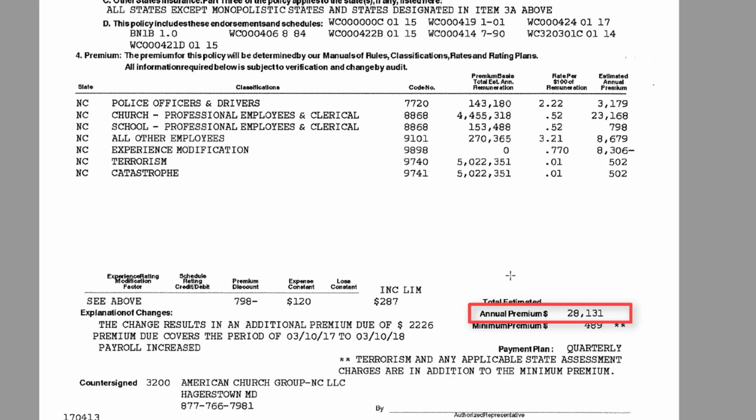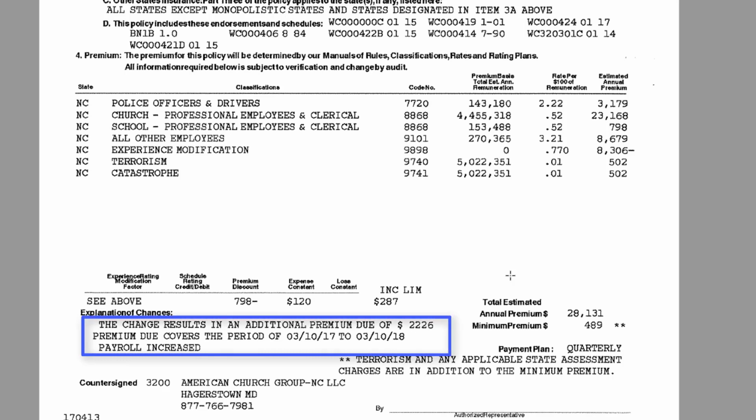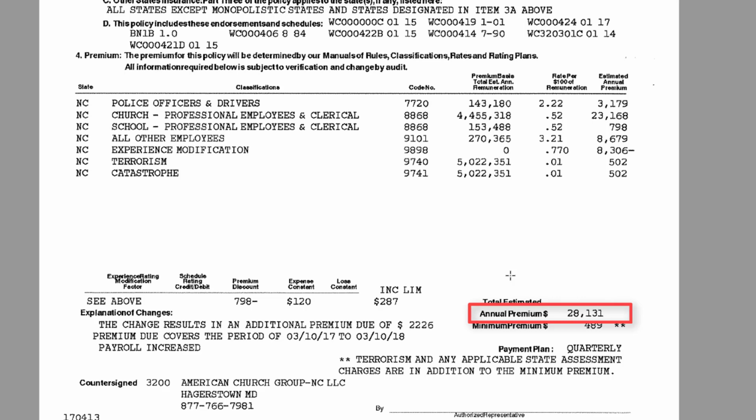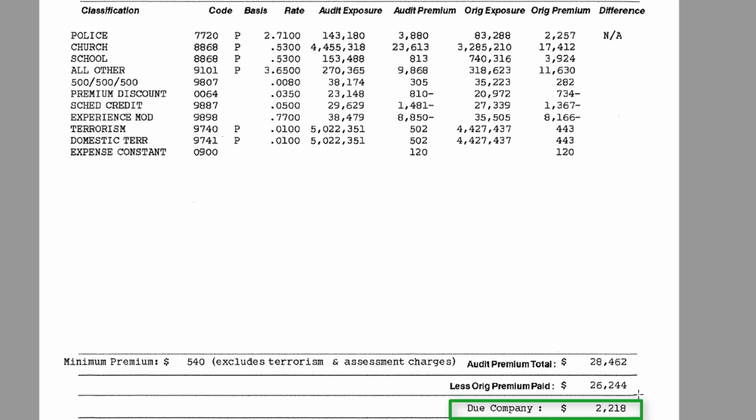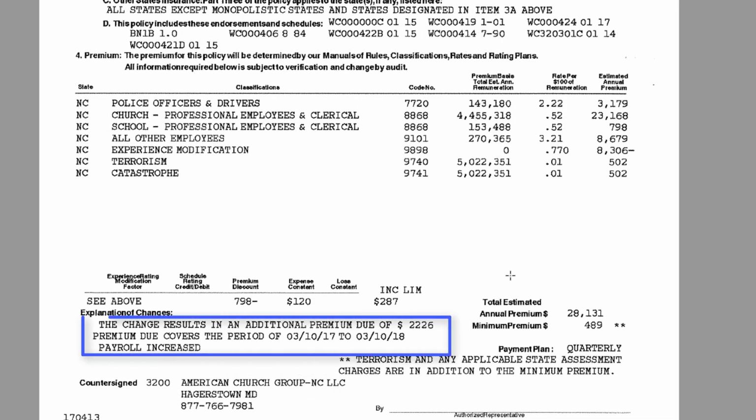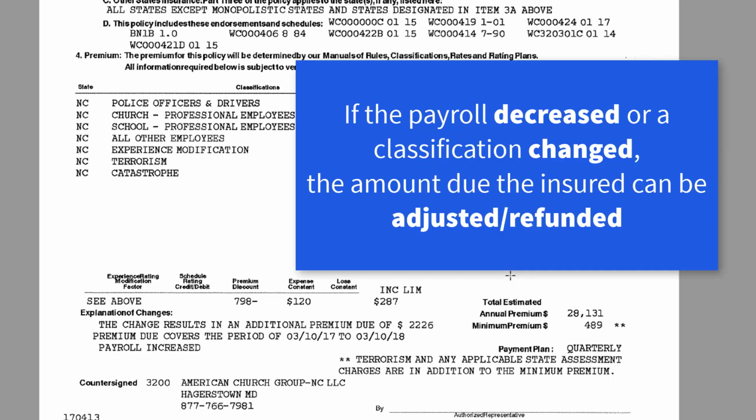And at the bottom of the page, it says the change results in an additional premium due of $2,226. So when the customer gets this, they will have their original premium that they paid. They will have an additional amount due for the audit of $2,218 and another additional amount due of $2,226 for the upcoming year. So when they make their payments, they need to know that they will have these additional premiums if their payroll went up. If their payroll went down, we can adjust it and they will get a refund. If they close out the school or some other classification, we can also have that removed and make the adjustment, and then they would get a credit on their policies.